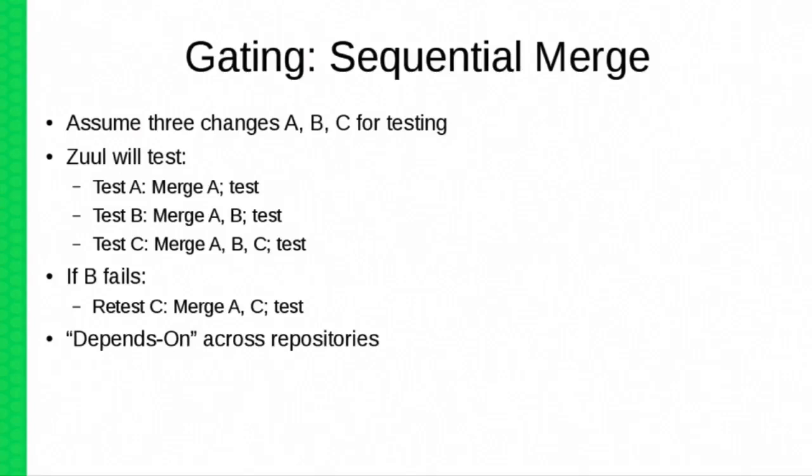If there are merge conflicts, it gets taken out the same as if it fails, and the user gets informed that there's a merge conflict and has to redo it.